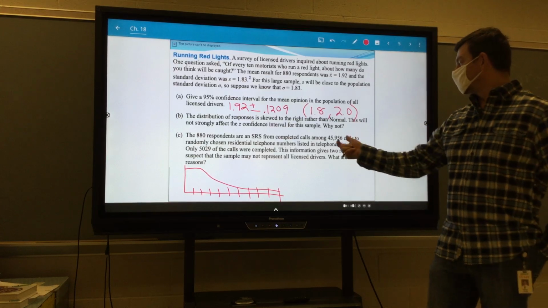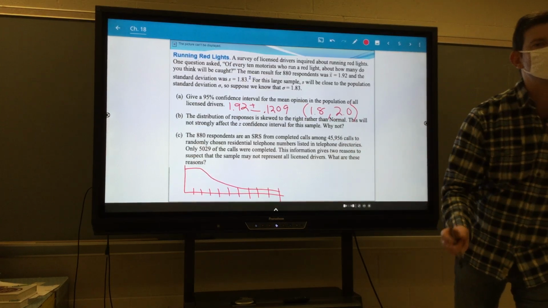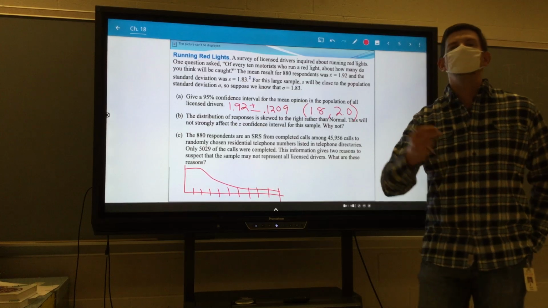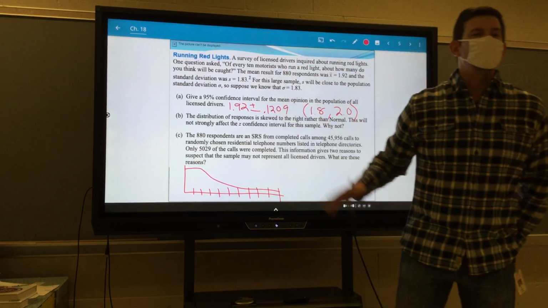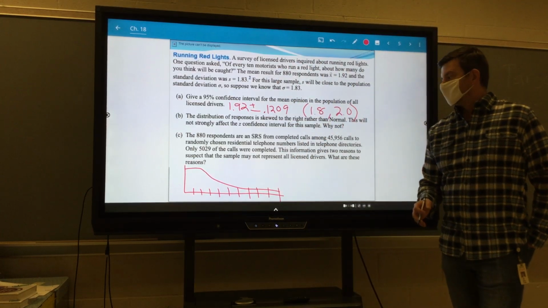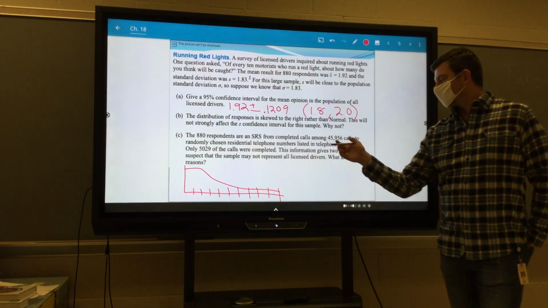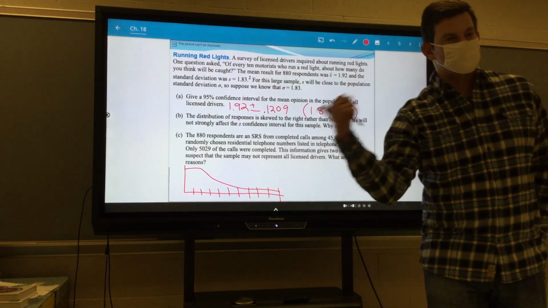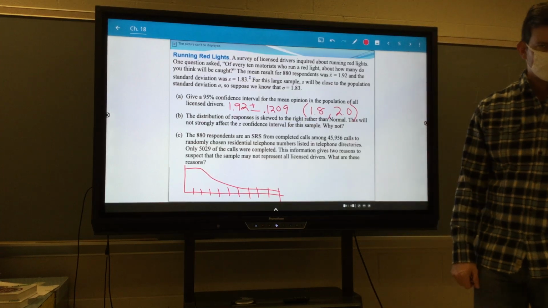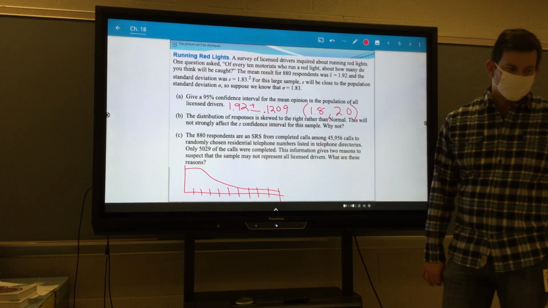Okay, so those are the two big flaws. You're not reaching a segment of the population. It's undercovering that population that you're trying to represent based off of this telephone directory that skews towards a particular age group. Questions about that?